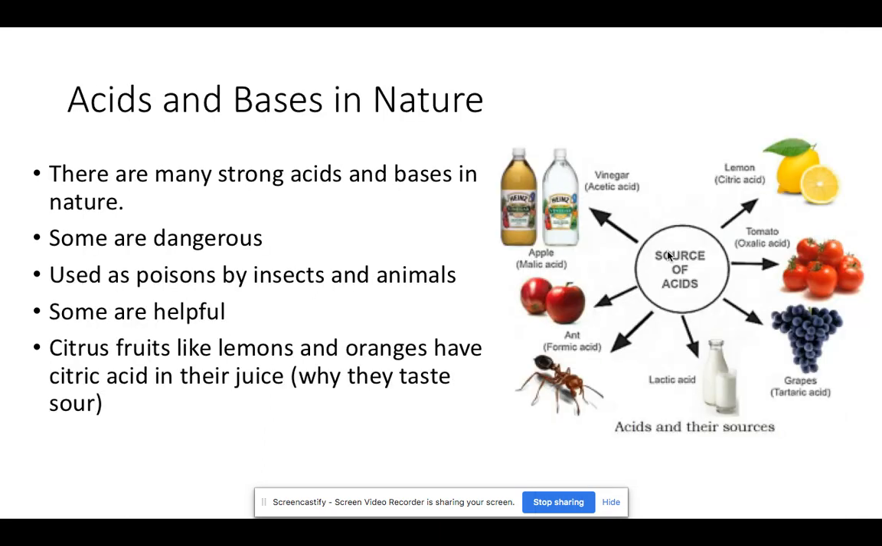In nature, there are many strong acids and bases. Some are very dangerous and used as poisons by insects and animals. And some are helpful. Citrus fruits like lemons and oranges have citric acid in their juice. That's why they taste sour.